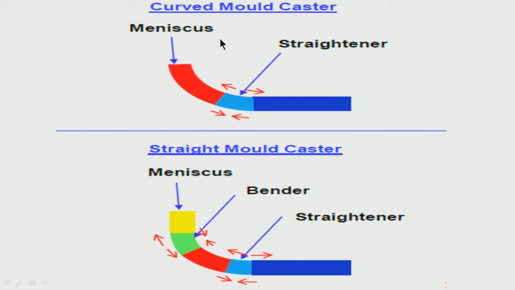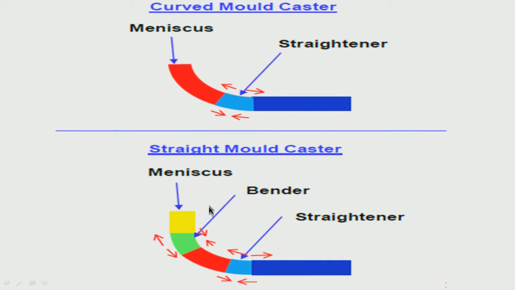But from the point of view of, which I will be discussing later on, having internal stress in the solid shell, you see curved mold is better because you only have to do straightening of the shell. Here for a vertical mold you have to first do bending and then straightening, that means you are having some additional stresses on the shell.